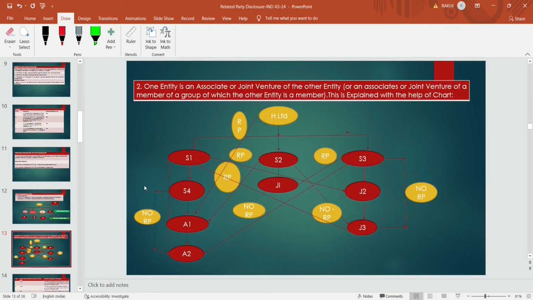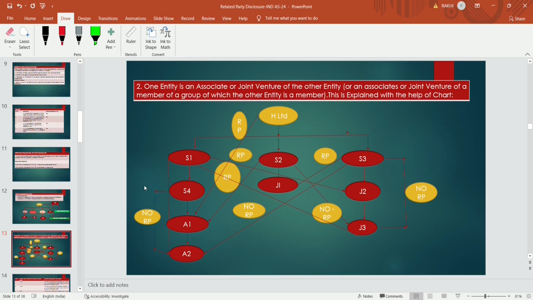Now the another definition of related entity is, suppose one entity is an associate or joint venture of other entity. That we had discussed about the entity who is a subsidiary in the same group, who is the subsidiary and fellow subsidiary. Now, if one entity is an associate or joint venture of other entity, or an associate or joint venture of the member of the group of which the other entity is a member.